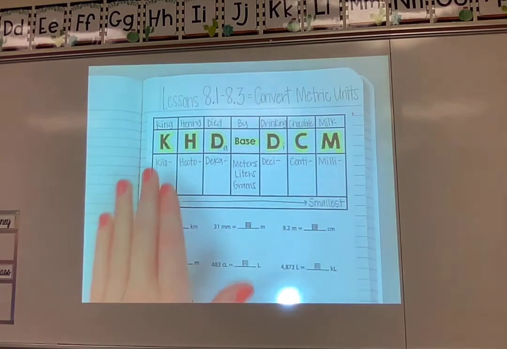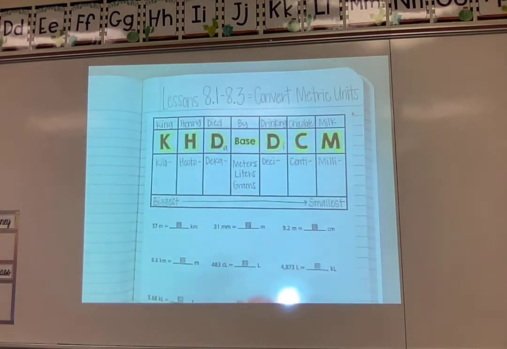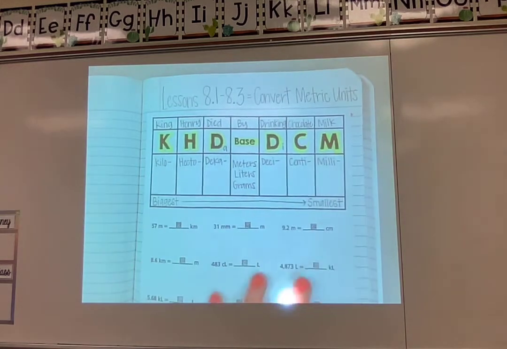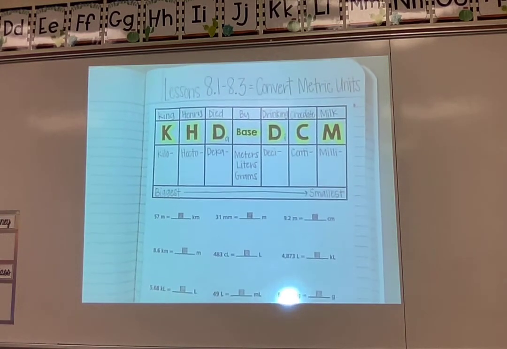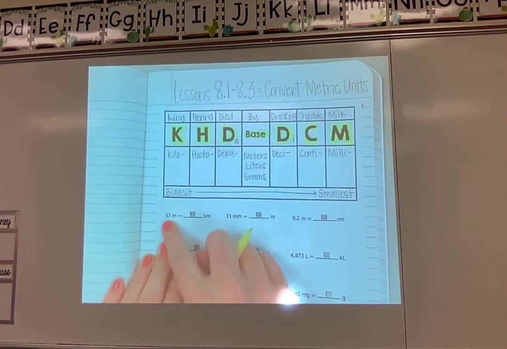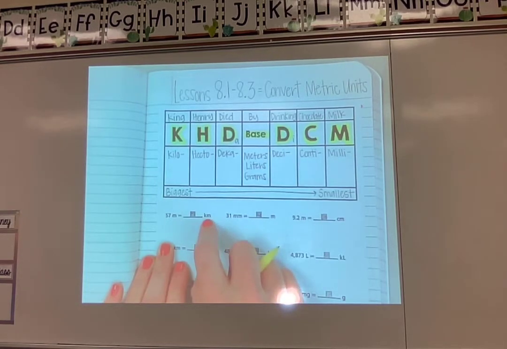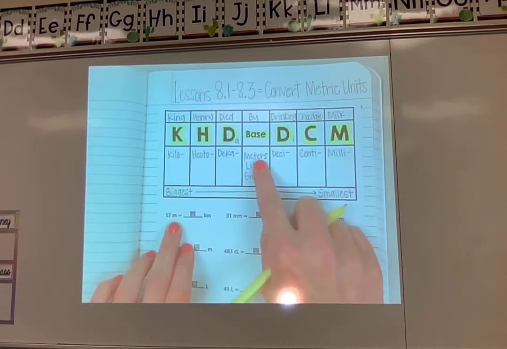Now, we get to use this chart to answer all of the questions about the metric system. So once we remember King Henry died by drinking chocolate milk, I can easily answer the questions using that chart. So let's see how to do that now. We have 57 meters, and they would like for us to switch it to kilometers, KM. So 57 meters. Meters is right here.